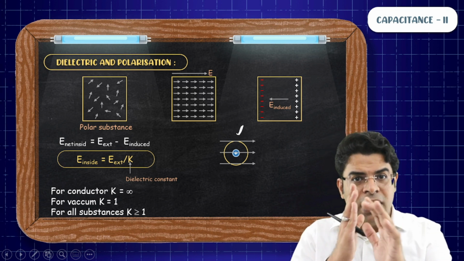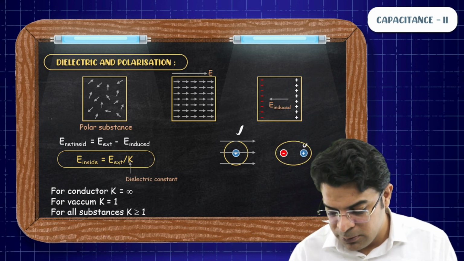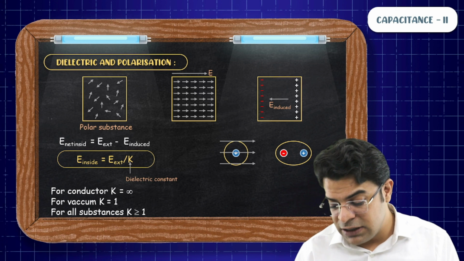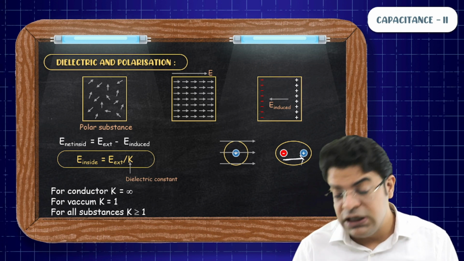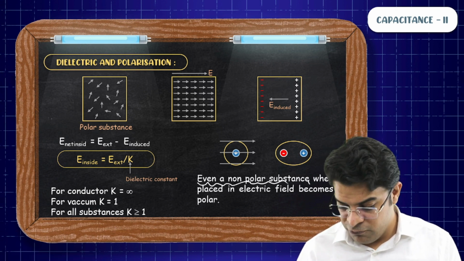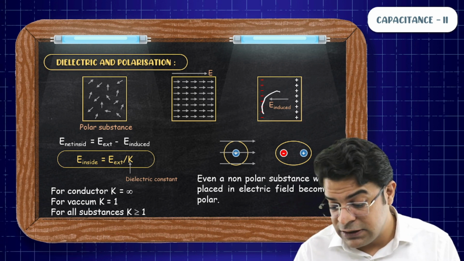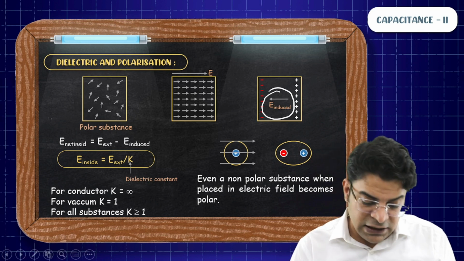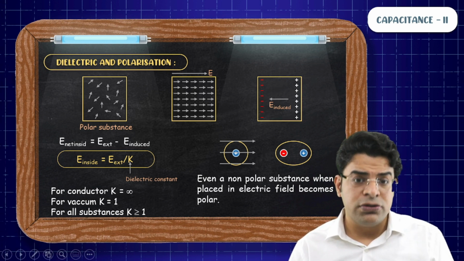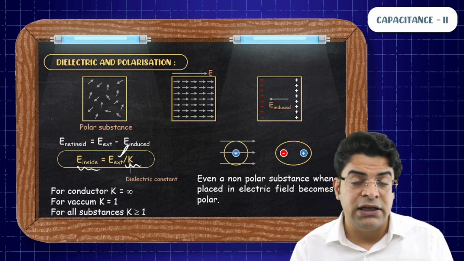Because of this, a separation takes place between the centers of charges. The positive charge shifts in the direction of the field while the negative charge shifts in the direction opposite to the field, and now there is some separation between the positive and negative charge, and now you have some dipole moment. So remember that even a non-polar substance, when placed in an electric field, becomes polar, and once it becomes polar, it produces an induced electric field, because of which the net electric field inside comes out to be less than the external applied electric field, because of which the value of K comes out to be more than 1.